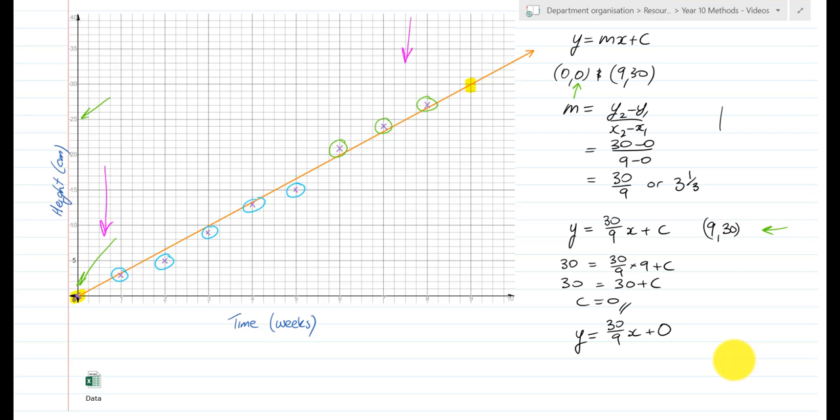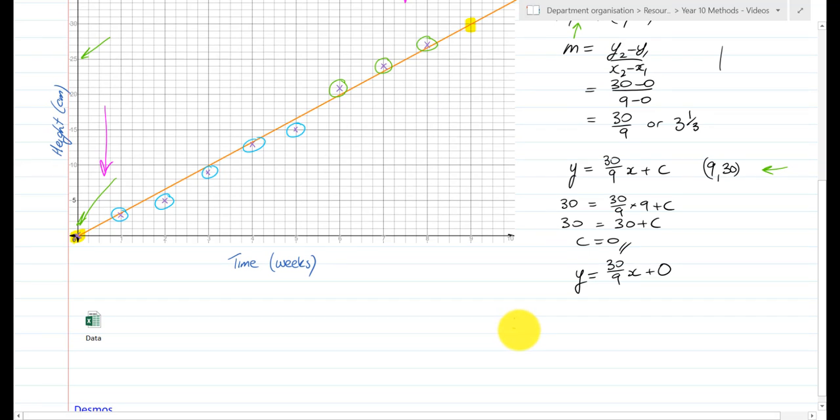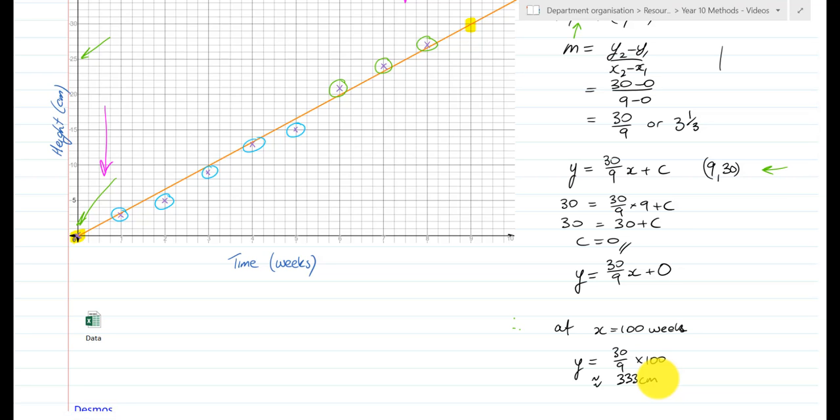There's my function, y equals 30 over 9x plus 1. I can use that to make predictions. So I can say, therefore, at x equals 100 weeks, the y, which is the height, is equal to 30 over 9 times 100, which is approximately equal to 333 centimeters, 333 and a third centimeters to be exact. And that is a fairly good prediction, except for the fact that it's a massive extrapolation and we don't really know what happens between 8 and 100. I would assume that the plant will actually stop growing.